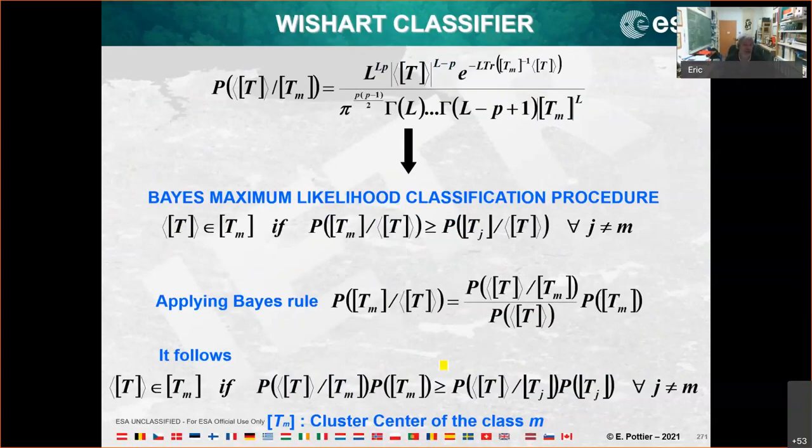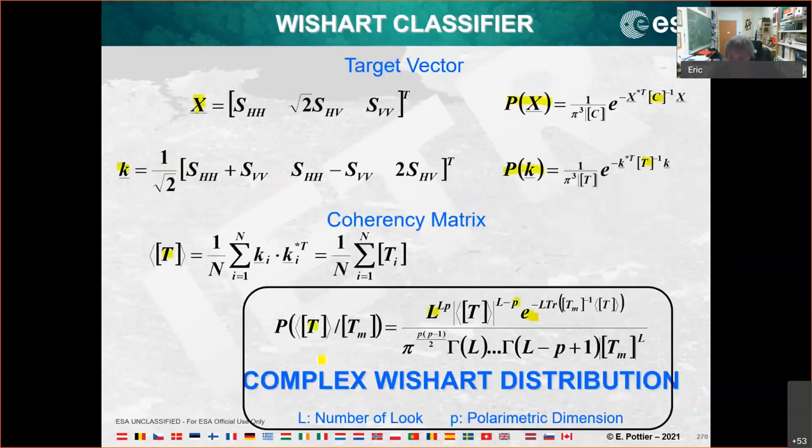Okay, so we start with this T_m. You can see that this distribution is a conditional distribution. T_m corresponds to a class center. So the idea is that this distribution provides the probability that the coherency matrix under test, this one, belongs to the class which is represented by the class center T_m. So it is a conditional distribution.